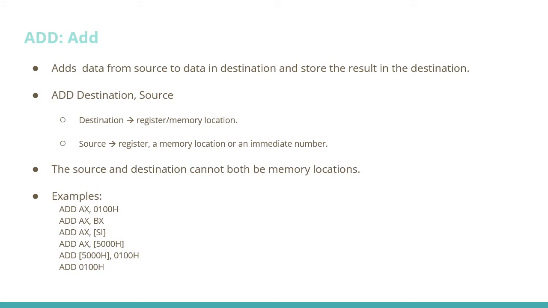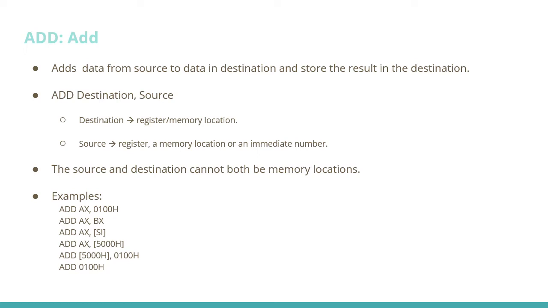Next is ADD AX, [SI], which is the index addressing mode. So here the offset address that is present in the SI register will point to a data, and that data will be added to the contents of the AX register, and the result will be stored in AX. Next is ADD AX, [5000H], where the contents of the memory location 5000H will be added to the contents in AX, and the result will be stored in AX. This is an example of the direct addressing mode.